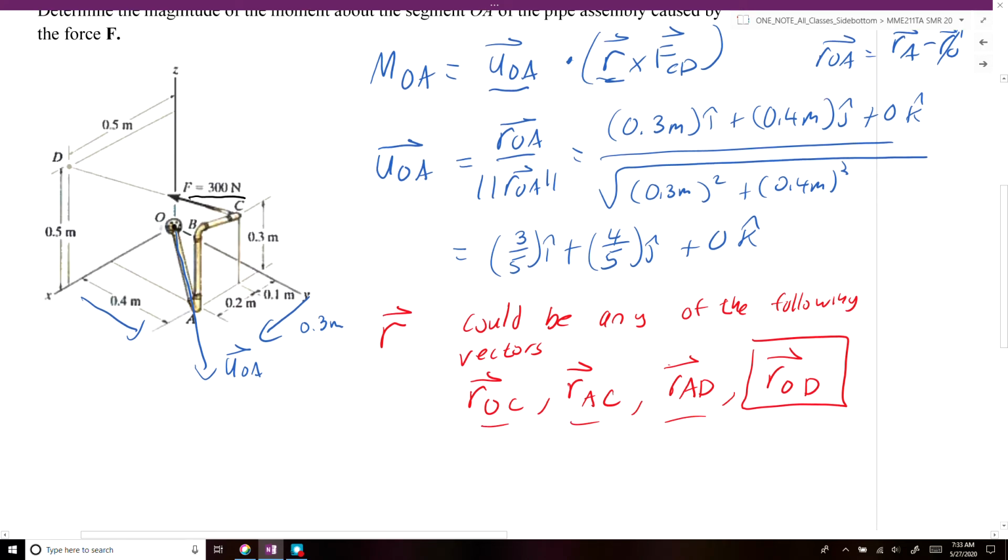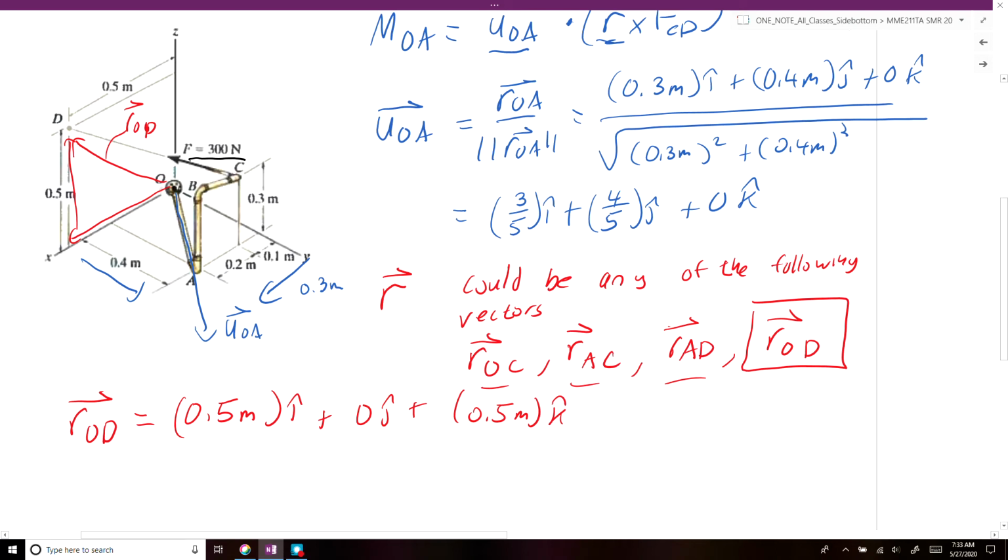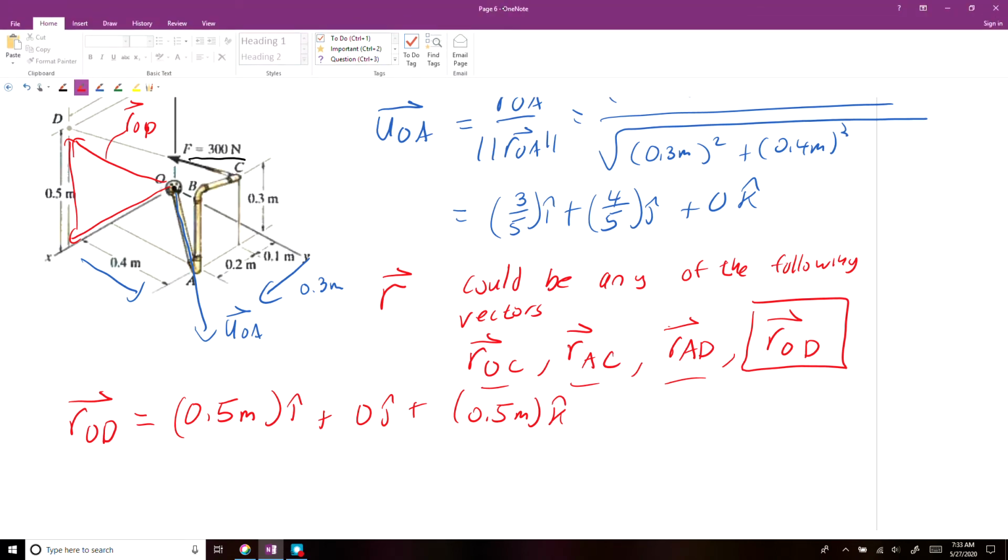So we're going to use r from point O to point D. If we follow our line here, it's 0.5 meters in the x direction, and it goes up a positive 0.5 meters along the z-axis, but there's no y component. Right. So our last component is going to be our force F_CD.